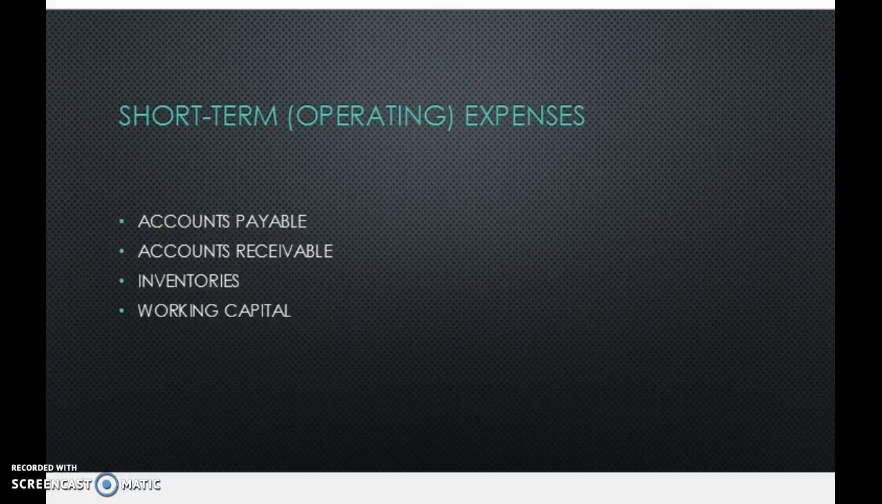Short-term or operating expenses include accounts payable, accounts receivable, inventories, and working capital. Accounts payable are unpaid bills, plus wages and taxes due within the upcoming year. Accounts receivable are funds due from customers who have bought on credit. Inventories are materials and goods held by a company but that will be sold within the year. Working capital is the current liquid assets out of which a firm can pay current debts.